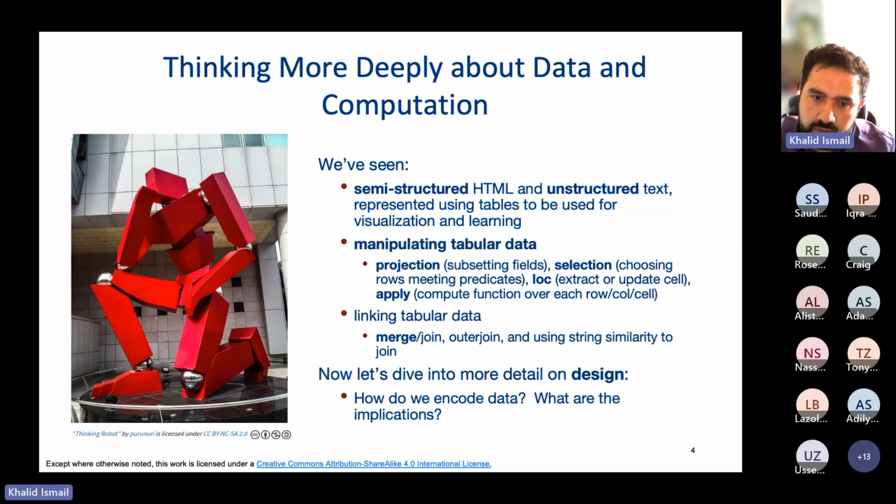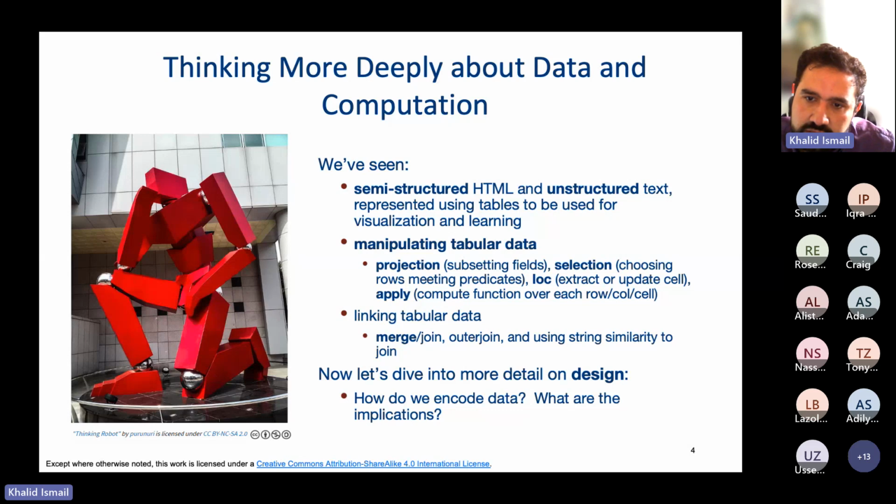But yeah, we're going to have an overview about, for example, data modeling and classification using machine learning classifications. Right. So we have seen, I believe you have seen this morning, things such as semi-structured HTML and unstructured text, and these structured, semi-structured or unstructured data have been represented using tables.